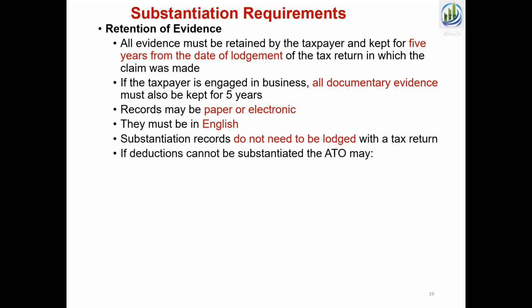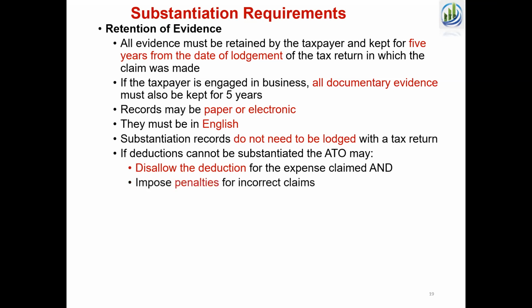If a deduction cannot be substantiated to the ATO, what's going to happen? If you are not able to substantiate it, the ATO can disallow the deduction for the expense claimed. The ATO can say, sorry, you have no evidence, we will not allow you the deduction and will take it out. But if you are dishonest, or involved with any kind of tax avoidance, meaning you are adding deductions additionally and minimizing your tax, right? If the tax office believes that, then the tax office may impose penalties as well.